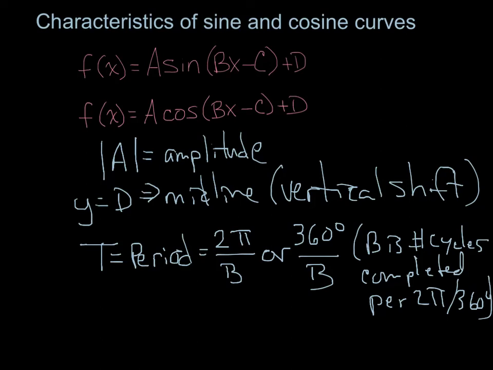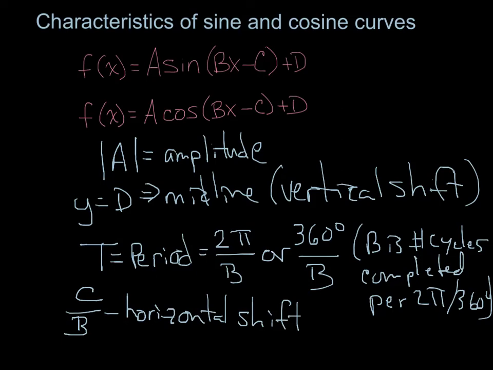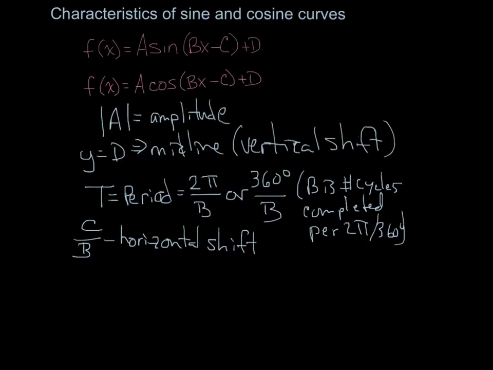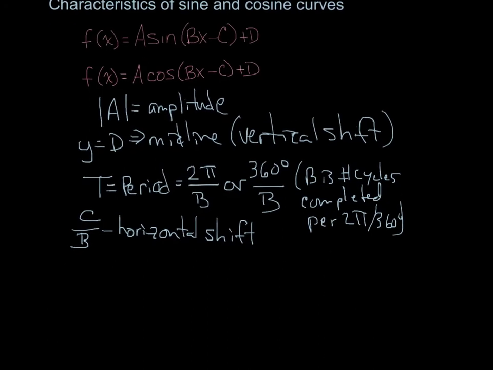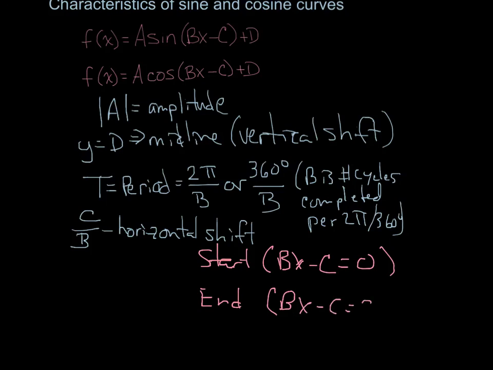Now the last thing we can look at is the horizontal shift, and that's found by c over b. It's whatever makes that parentheses equal to 0. And if you happen to have bx plus c, this would be negative c over b, and that would be the horizontal shift. A thing we can note with the horizontal shift is our start point will always be found by solving the equation bx minus c equals 0. Our endpoint can be found by using the period and saying bx minus c equals 2 pi, again, if you're dealing in radians, or 360 degrees if you're dealing with degrees.